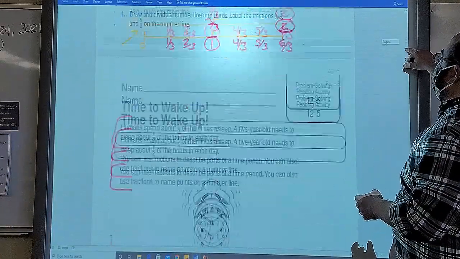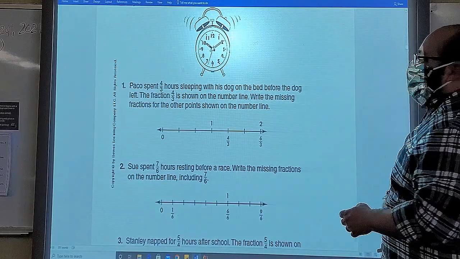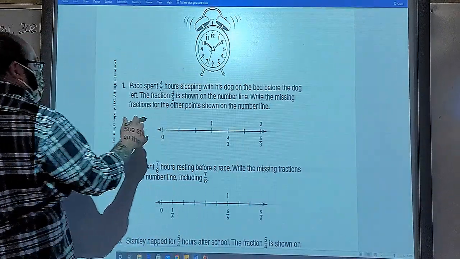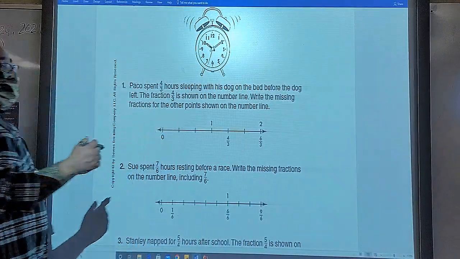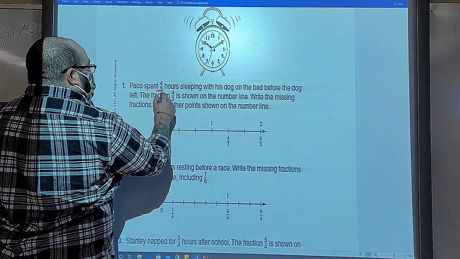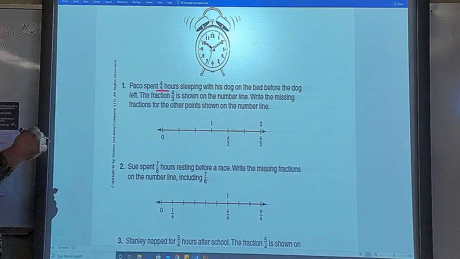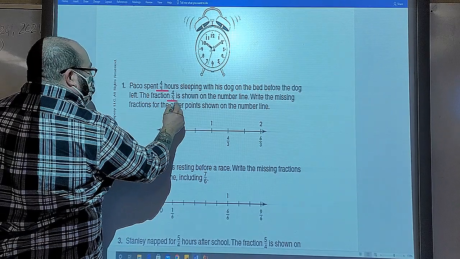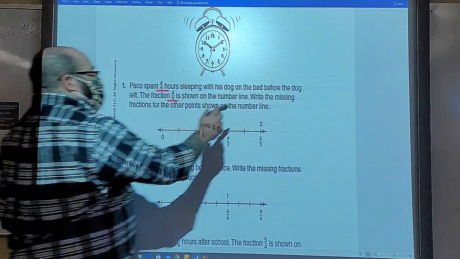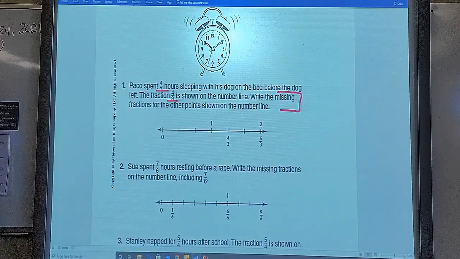So, let's scroll down a little bit. Paco spent 4/3 of an hour, which is actually 4/3 hours, because he went over one, right? Underline, circle. Sleeping with his dog on the bed before the dog left. The fraction 4/3 is shown on the number line. What they're asking you to do is write the missing fractions for the other points shown on the number line.